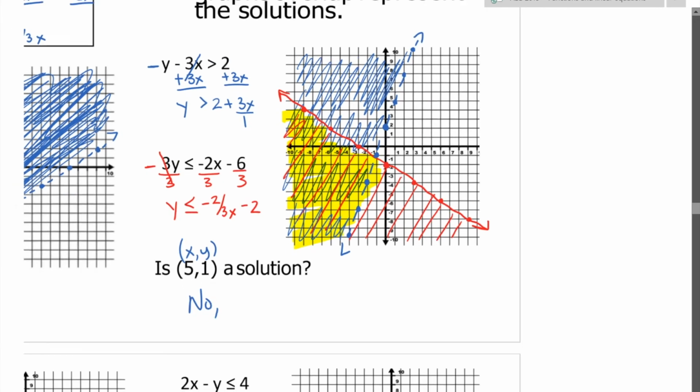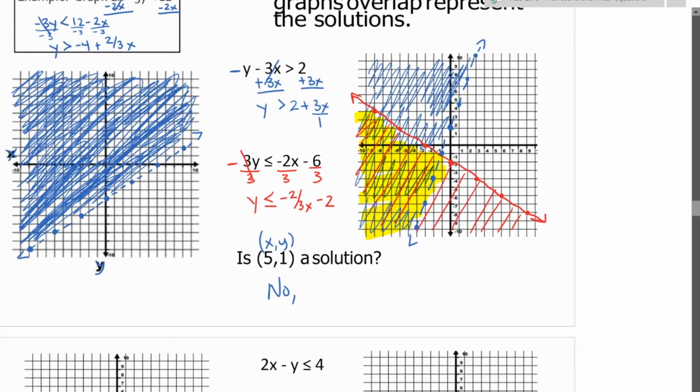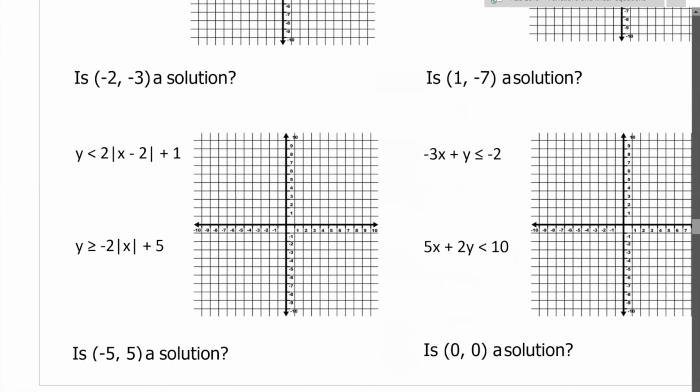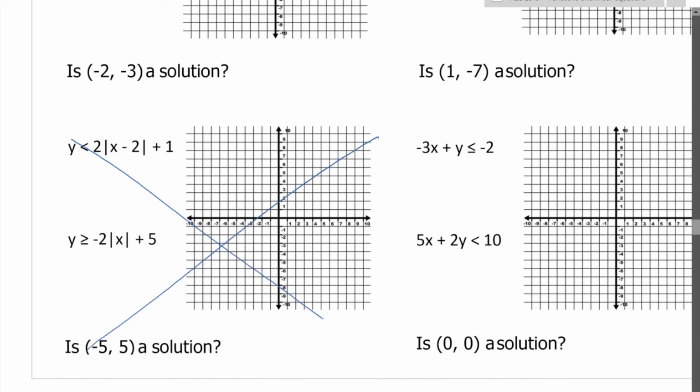Alright? Okay, the rest of this is on you. Do not do this problem down here, so you can cross that one out. And you're done. I will stop by sometime today and make sure that you guys are on task.